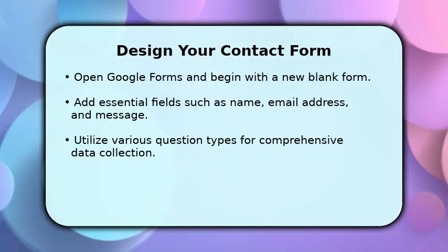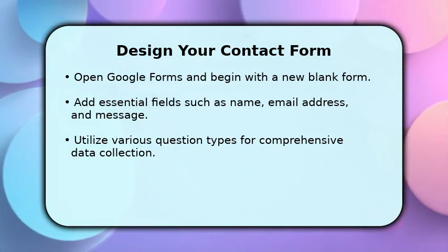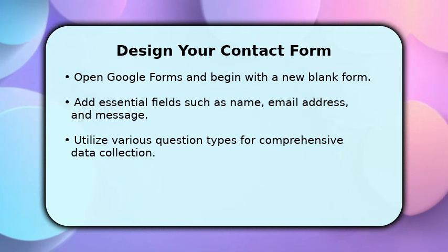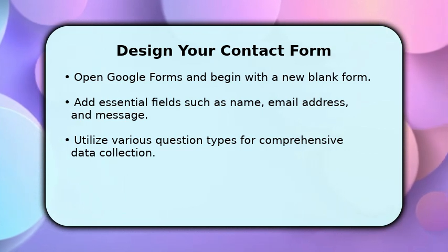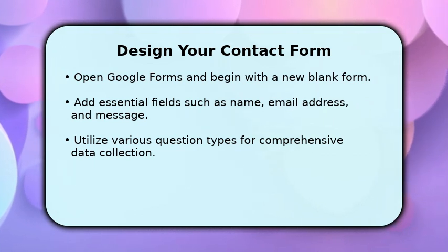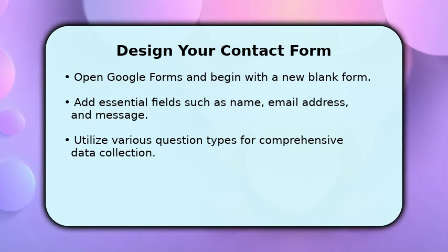First, navigate to Google Forms and select the option to start a new blank form. You'll want to include crucial fields like a text box for the visitor's name, an email address field, and a paragraph text area for their message. Feel free to add other question types, such as multiple choice or drop-downs if needed. Remember to customize the form's colors and fonts to align perfectly with your Google Sites aesthetic, ensuring a cohesive look.